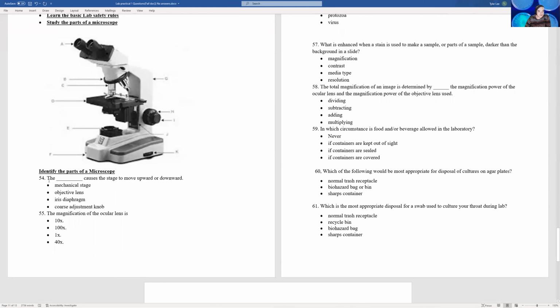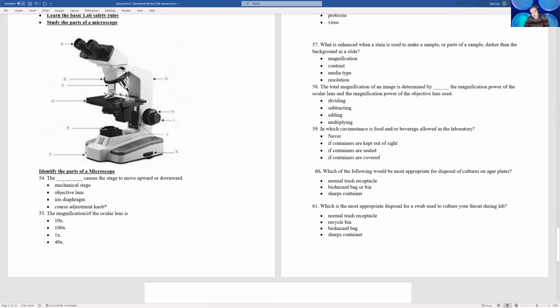The blank causes the stage to move upward or downward. That is going to be the coarse adjustment knob. If you think about it, you have your slide here on this stage, and the thing that's going to adjust the focus is actually moving the stage up and down. So it's going to be the coarse adjustment knob.